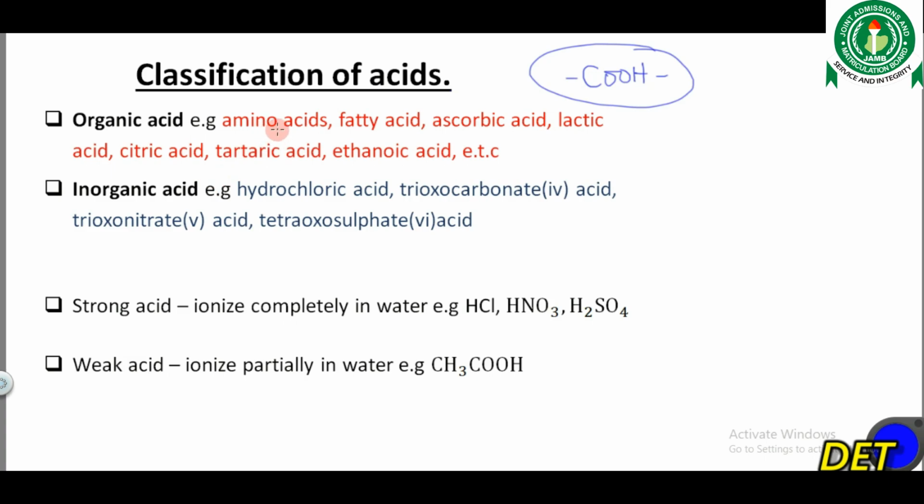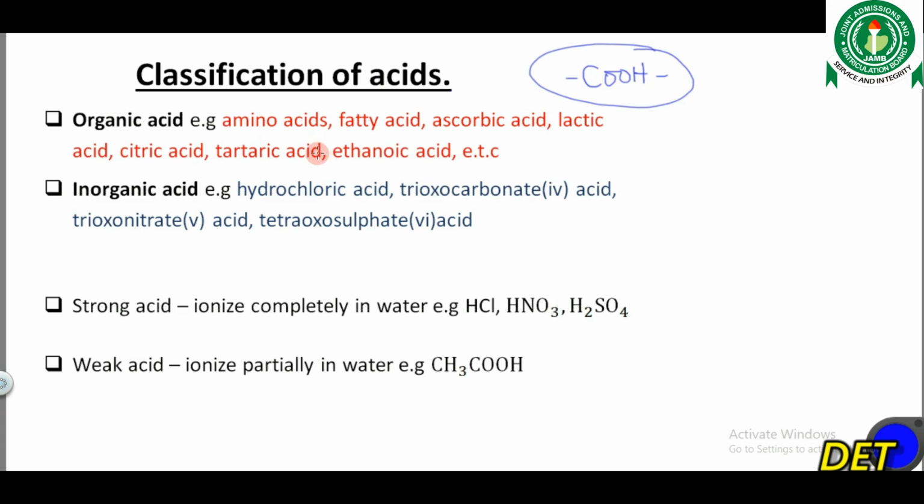For example, the amino acid is found in proteins, and you know protein is part of the human body, right? It's part of living things. So amino acid is found in protein, fatty acid is found in fats and oil, ascorbic acid, also known as vitamin C, is found in oranges, lactic acid is found in milk, citric acid is found in lemon, tartaric acid is found in grapes, while ethanoic acid is found in vinegar. So these are the different sources of these organic acids.